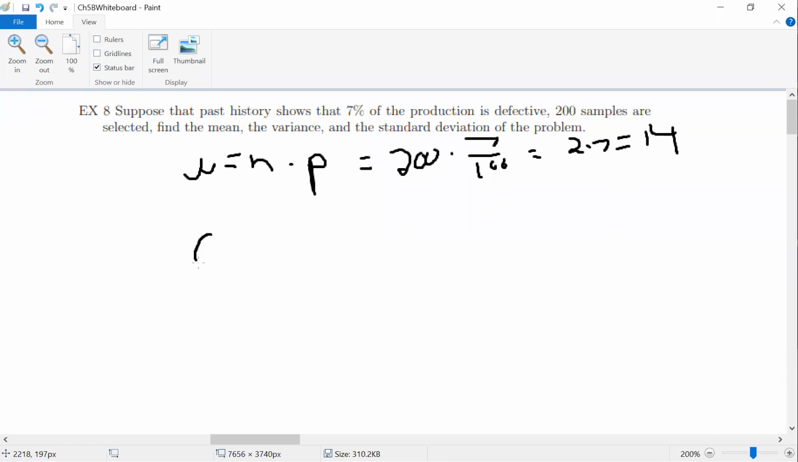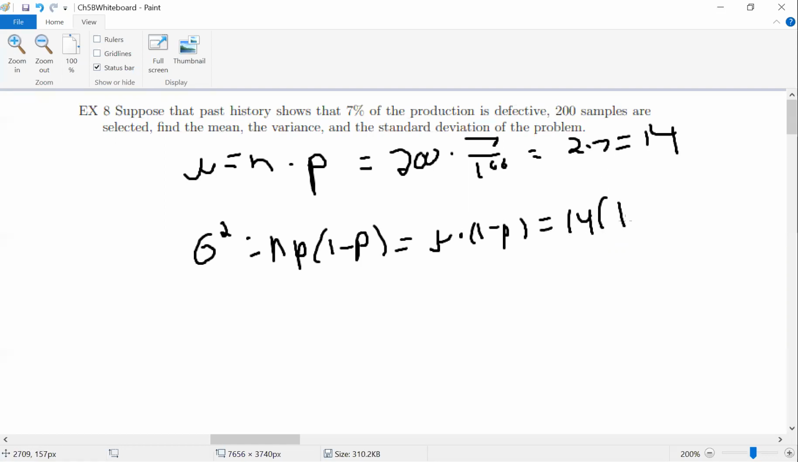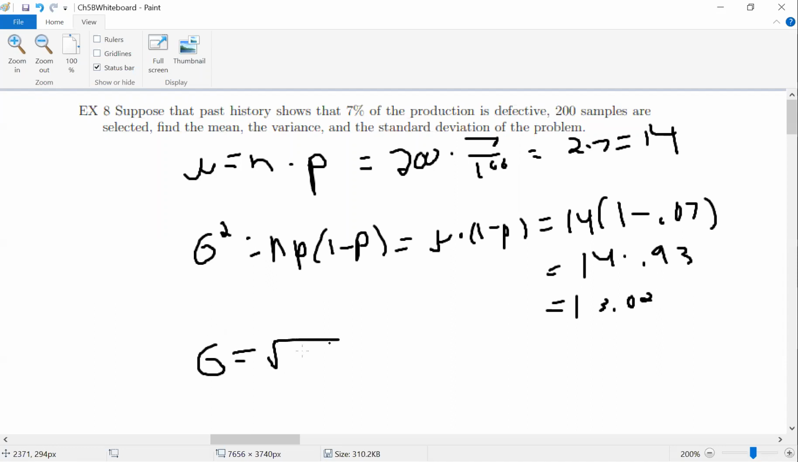Now our variance, we'll say sigma squared, is np times 1 minus p. We recall np is our mu, so mu times 1 minus p. In this case, our mu is 14 times 1 minus 0.07. So we have 14 times 0.93. I don't know that off the top of my head. Let me pull up a calculator. All right, and that would be 13.02. And finally, the standard deviation, sigma, is the square root of sigma squared. So the square root of 13.02, which is approximately 3.608.